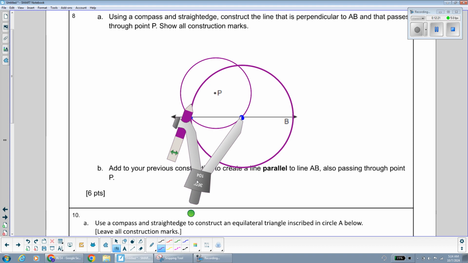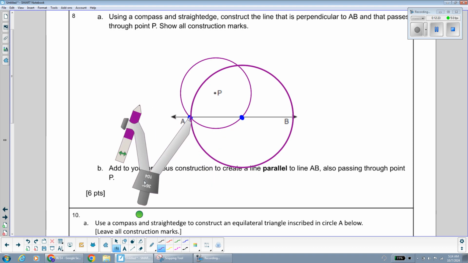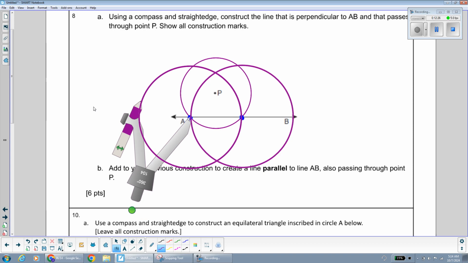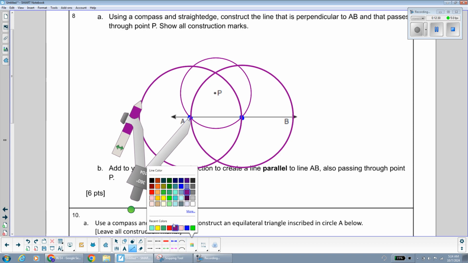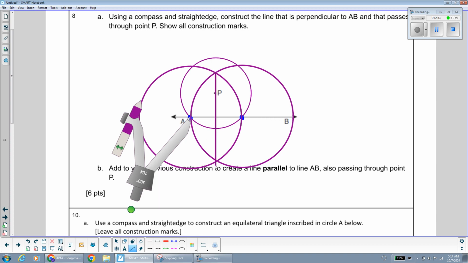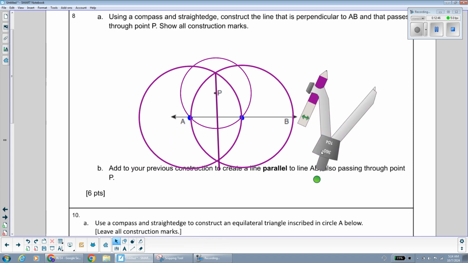Circle here. And then on the other intersection point, circle here. And right through where those circles intersect, we're going to draw our perpendicular line. Notice how it should come really close to passing through point P. And it's perpendicular to AB, meaning that right angles are formed where the two lines intersect.